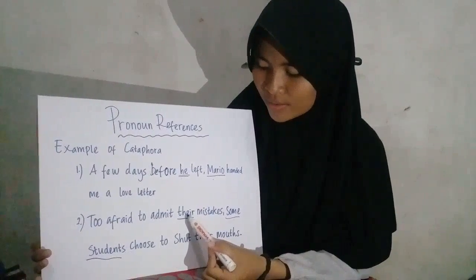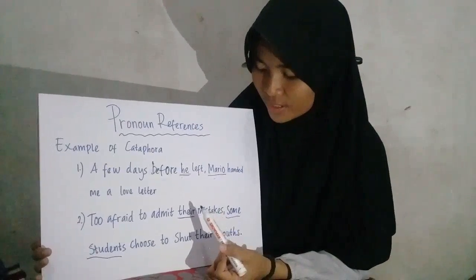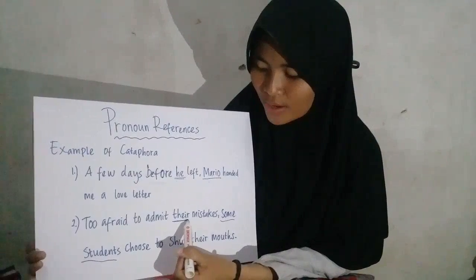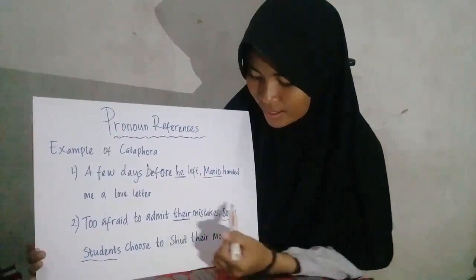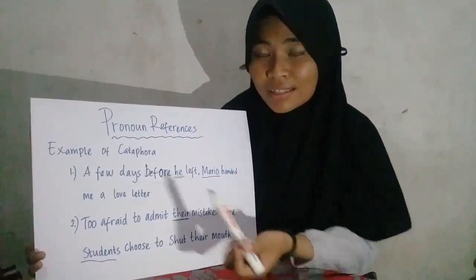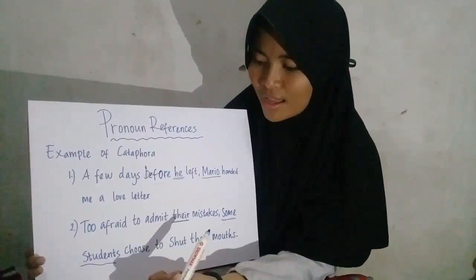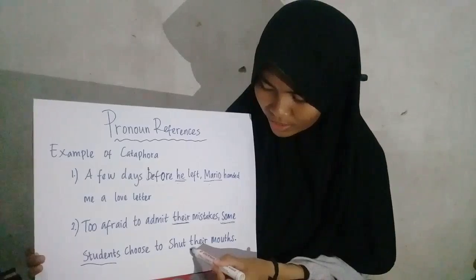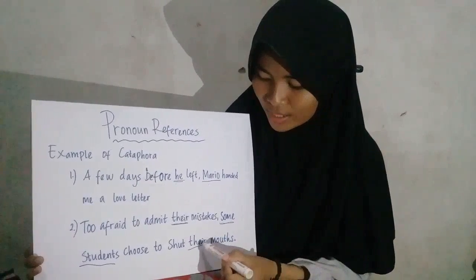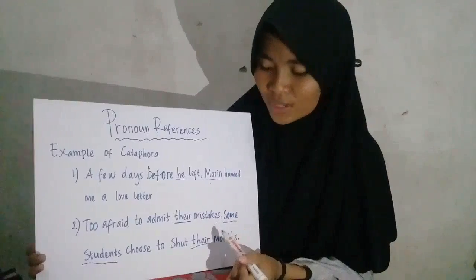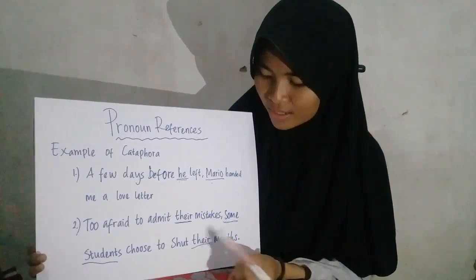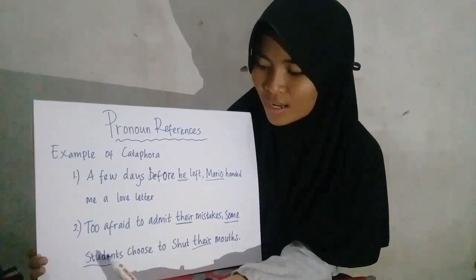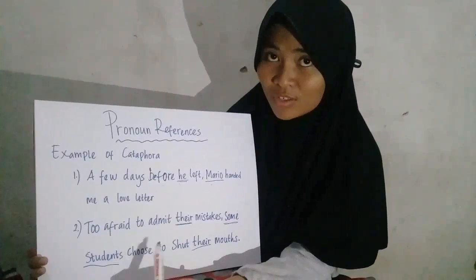So, because "there" comes first before "some students", it is known as the cataphor, and "some students" here is its antecedent. And we can also see that there is another pronoun here, "there", but in this case, this pronoun is included as an anaphor because it comes after the antecedent, "some students".